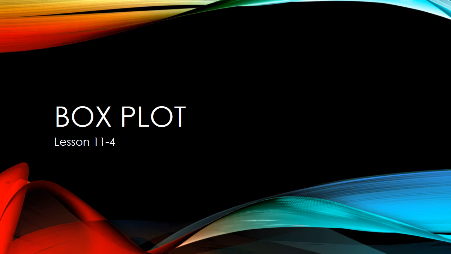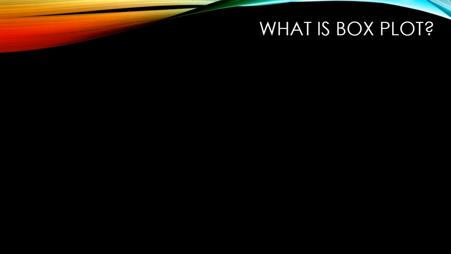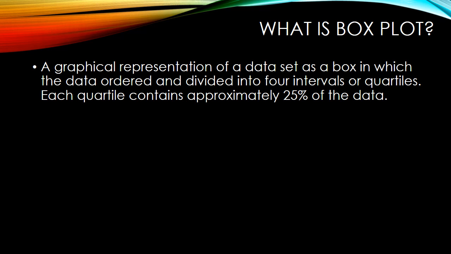Today we're going to talk about box plot, or another name for it, box and whiskers. So what is a box plot? A box plot is a graphical representation of a data set as a box in which the data is ordered and divided into 4 intervals or quartiles. Each quartile contains approximately 25% of the data.